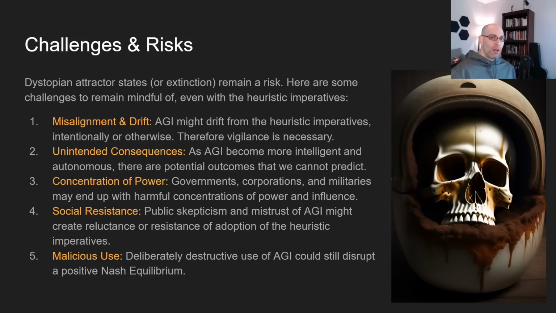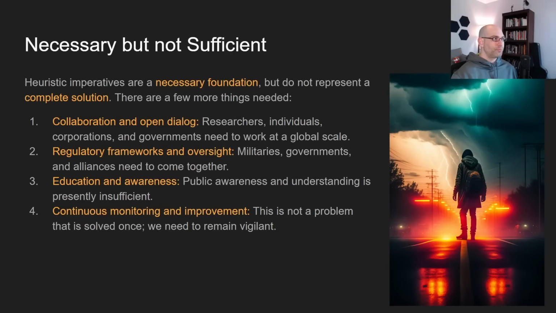destabilize the system. So in the long run, I think part of the ideal state, the Nash equilibrium, is that power is not concentrated anywhere, but we need to overcome several major barriers as a species before we can achieve that. Number 4 is social resistance. Public skepticism, mistrust, and ignorance is one of the greatest enemies right now, which is why I am doing this work, which is why I chose YouTube as my primary platform to disseminate my information. Number 5, malicious use. Again, as long as there are malicious actors, there might be deliberate deployments of AGI that are harmful, which could destabilize the system.